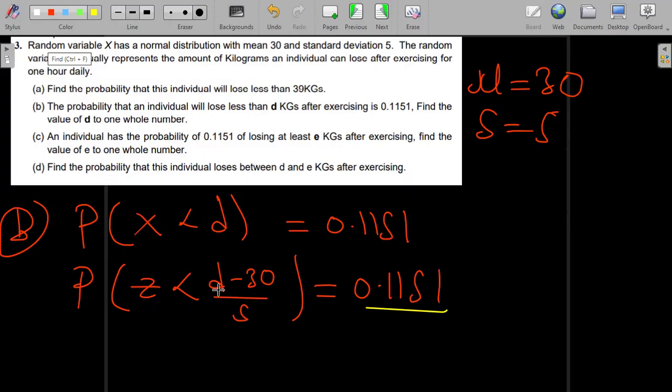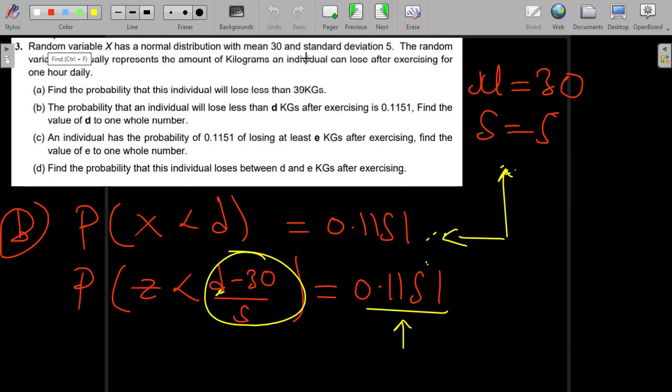So how do we find the value of D? We go on the Z score table and search for this probability. Once we find this probability, we go up to get the value in the rows, and then we go to the left to get the value in the column. Then we add these two values, and they are going to be equal to this value. All right, so let's do that.